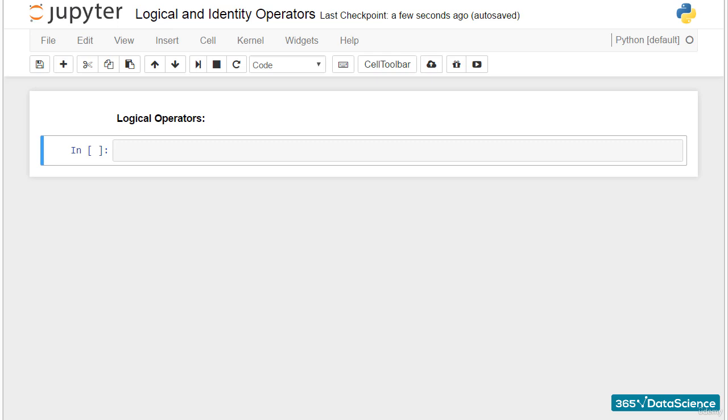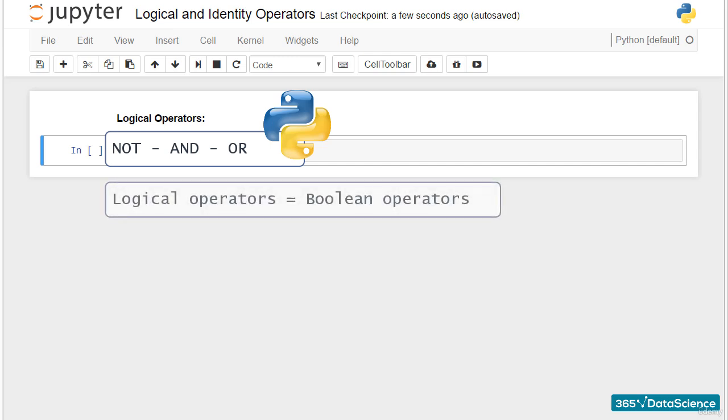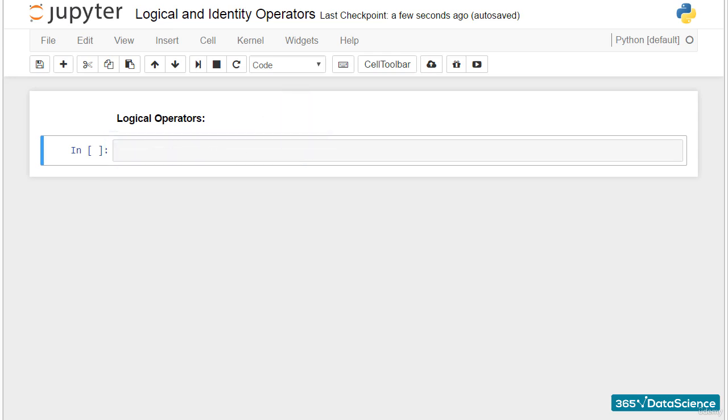Briefly, the logical operators in Python are the words not, and, or. They compare a certain amount of statements and return Boolean values, true or false, hence their second name, Boolean operators. Let's start by providing an example with AND.